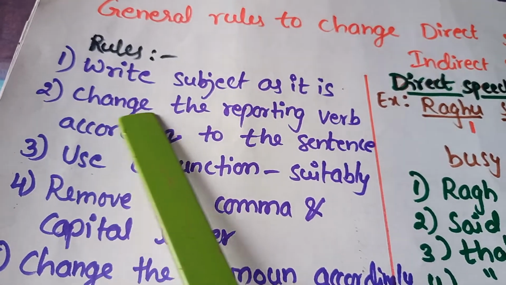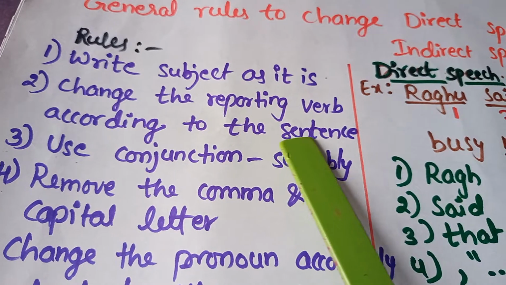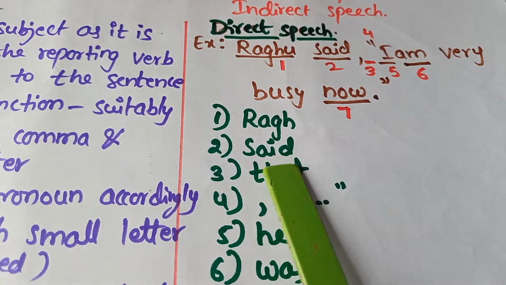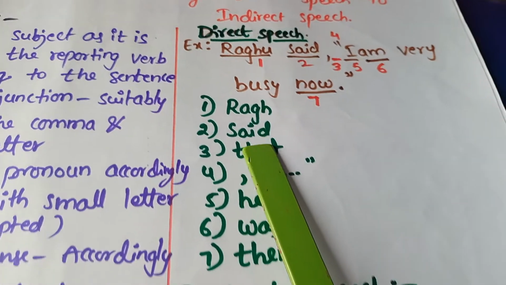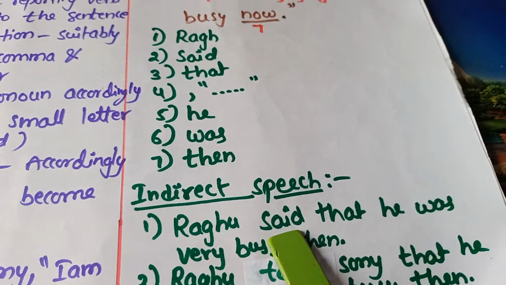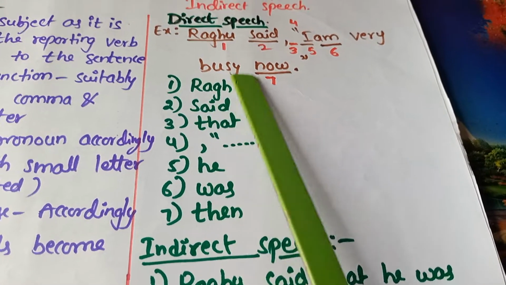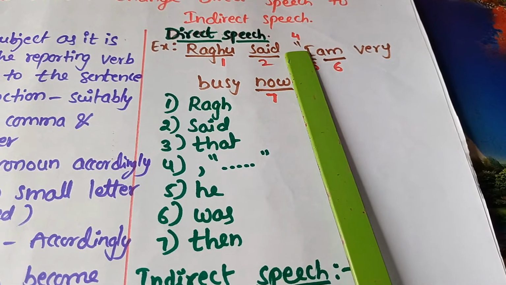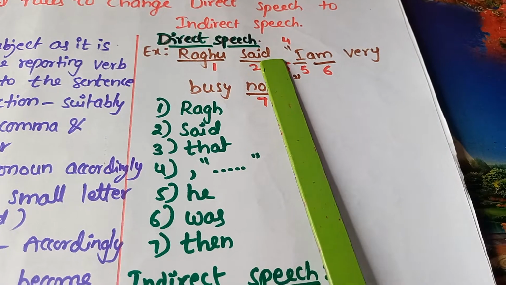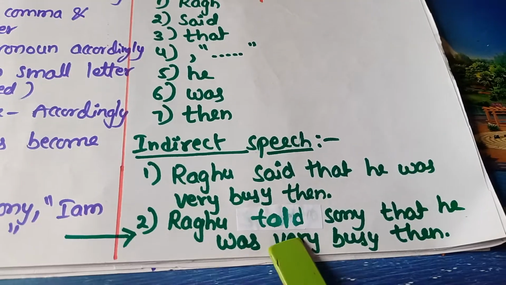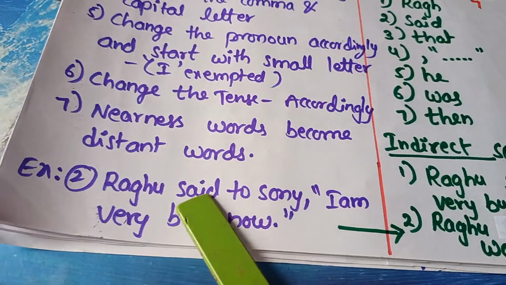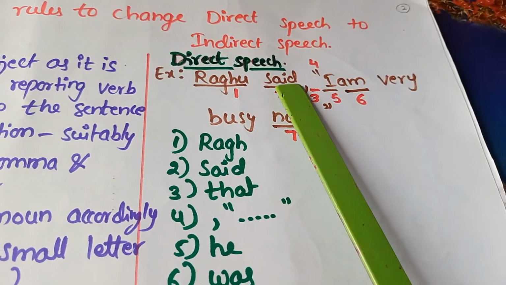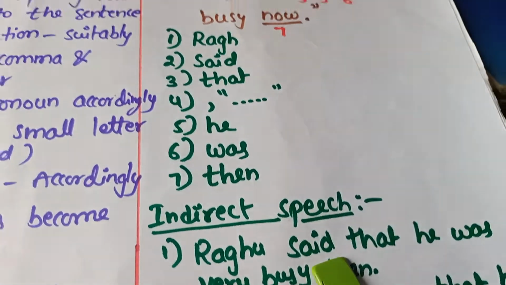Second rule, change the reporting verb according to the sentence. Here the reporting verb is said, so we write said. If suppose it is said to, then we have to write told. But here only said is given, so we write said.